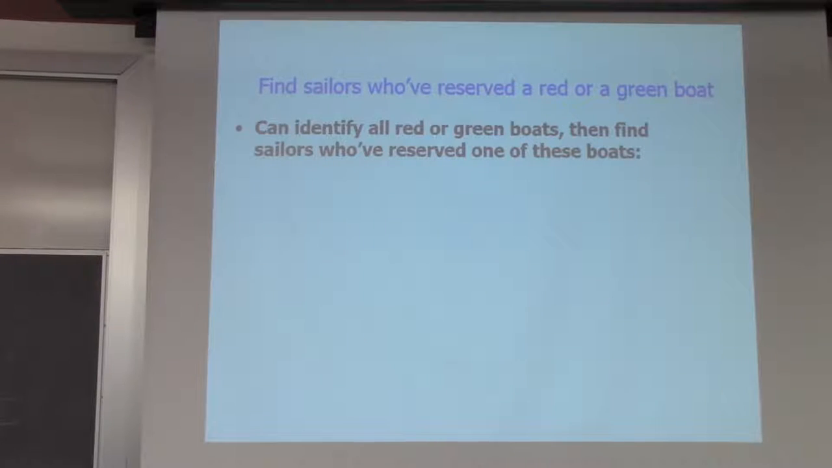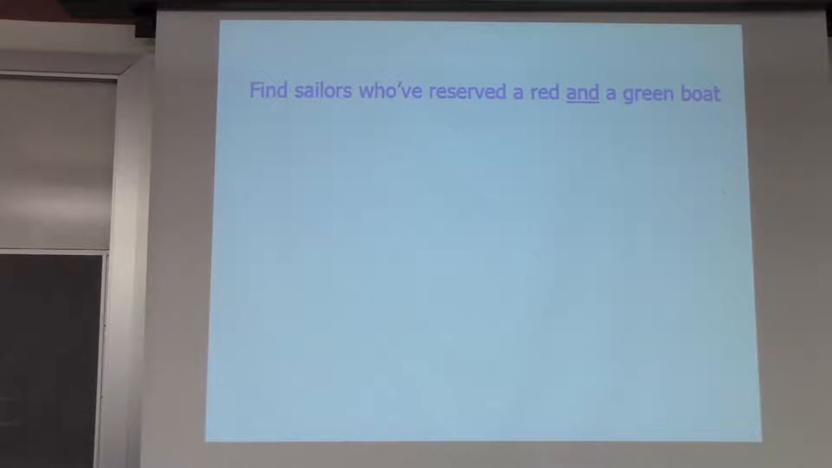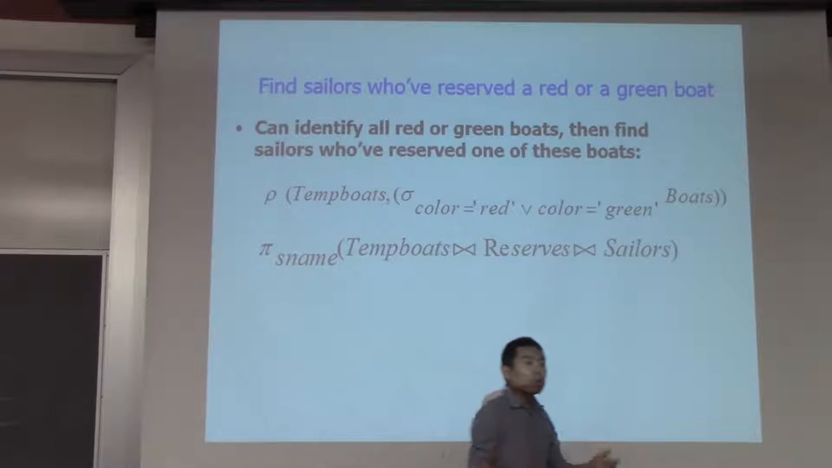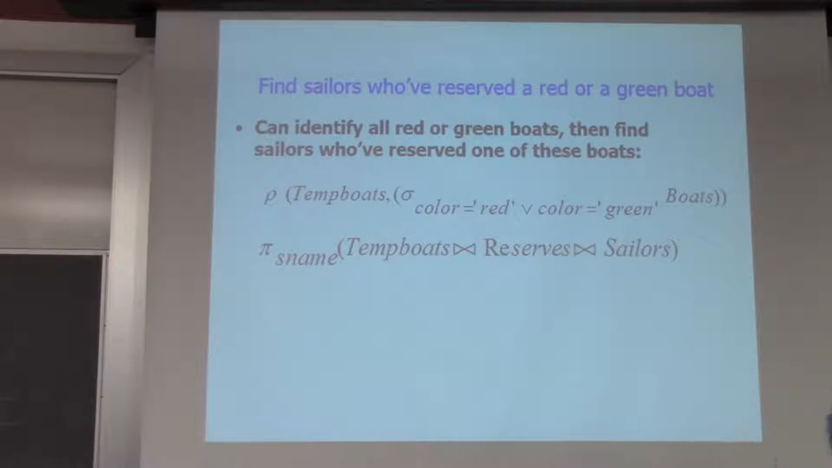Find the set of sailors who reserved a red or green boat. This is just a union. You can do this by union, of course, but a more efficient solution is to, in the very first step, find those boats that are either red or green. Then you go from there. The remaining part of the join stays the same.